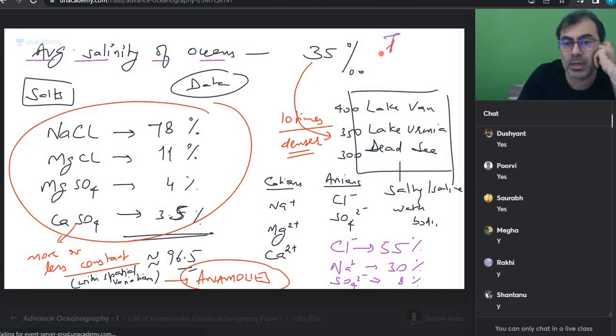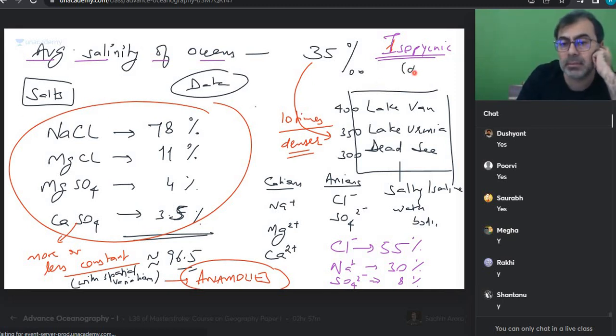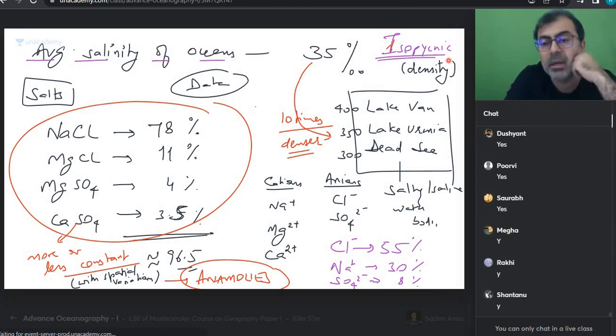One new line is used over here, isopycnic line. What is isopycnic? Same density points. Do we get that? Isopycnic lines are nothing but the same density points. Is everyone with me on this? Clear? If any questions, please ask.